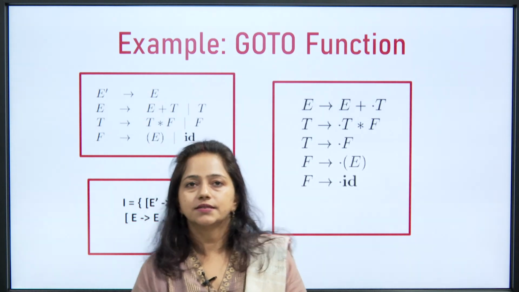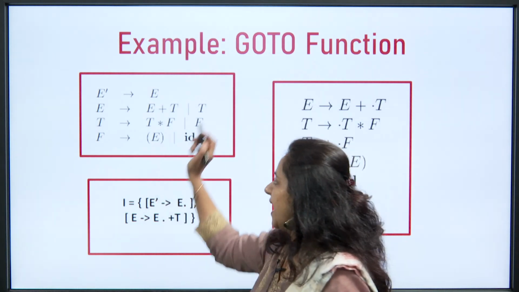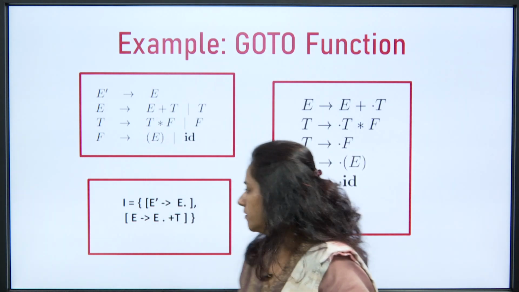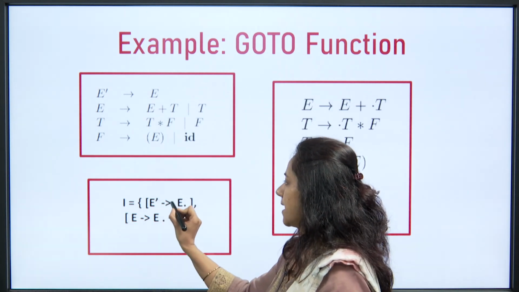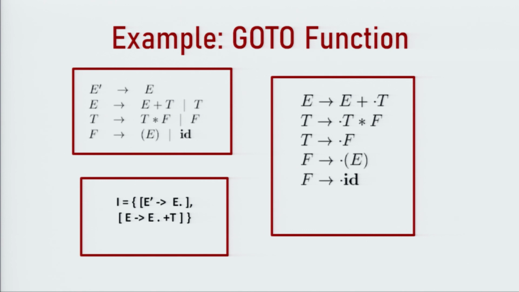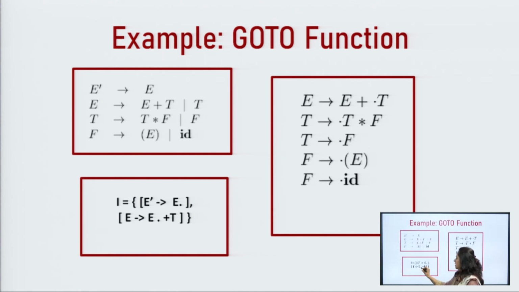Now, this is the example for the goto function. We have the augmented grammar. Now, suppose I is equal to this, it has two items: E prime to E dot, and second, E to E dot plus T. These two items are there. So, we need to obtain the goto function. Here we are obtaining goto for I comma plus.